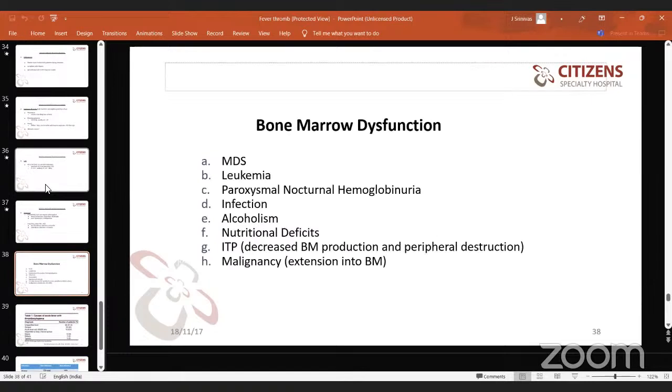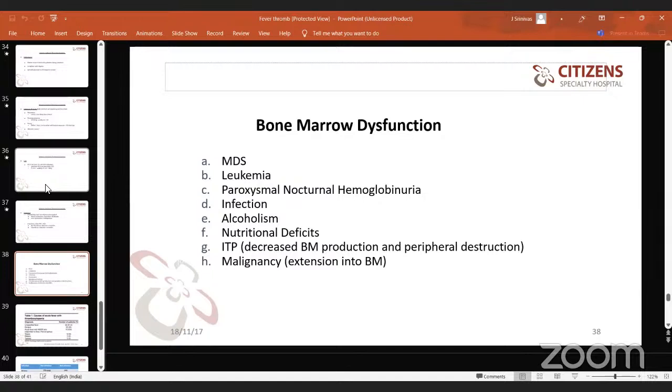And as David and Surendra were mentioning, bone marrow dysfunction is the most important thing. It can be MDS, it can be leukemia, PNH, and infection, alcoholism, nutritional deficiency, and ITP, and also malignancy extending into the bone marrow. These all we need to look into.